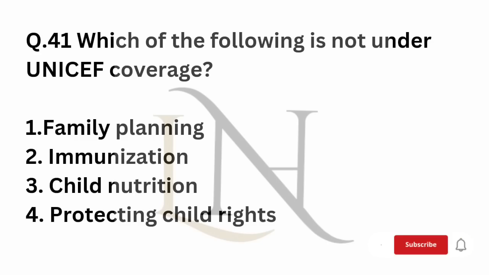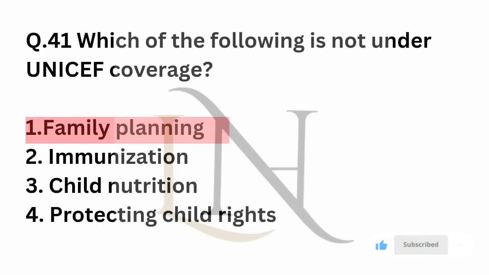Which of the following is not under UNICEF coverage? Option 1 family planning, option 2 immunization, option 3 child nutrition, option 4 protection of child rights. Answer is option 1 family planning is not covered under UNICEF. Next MCQ.